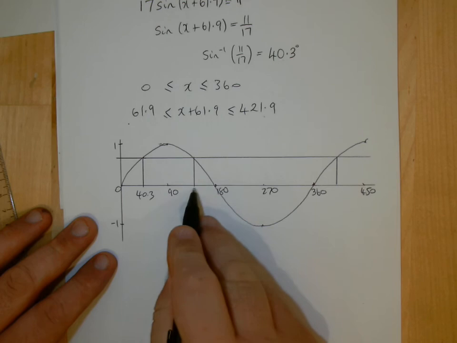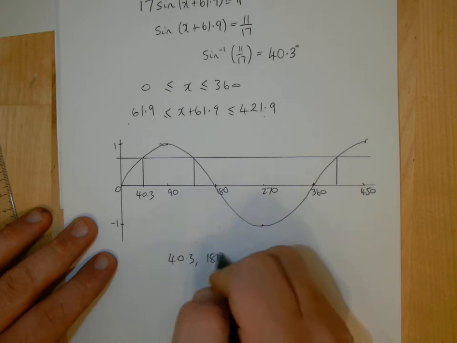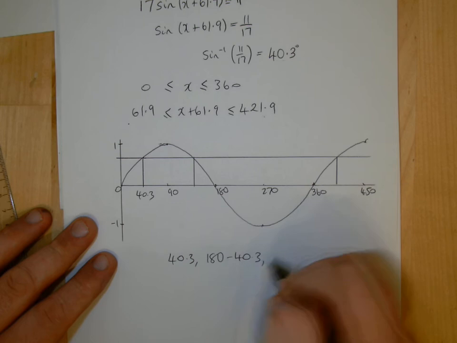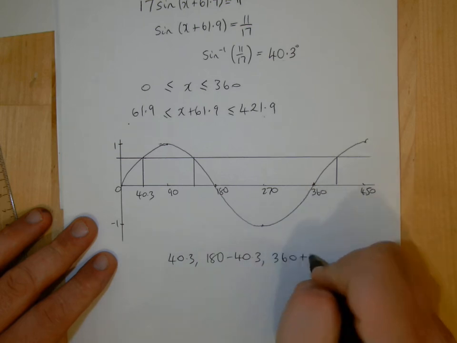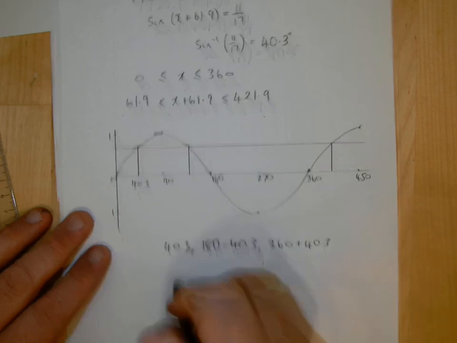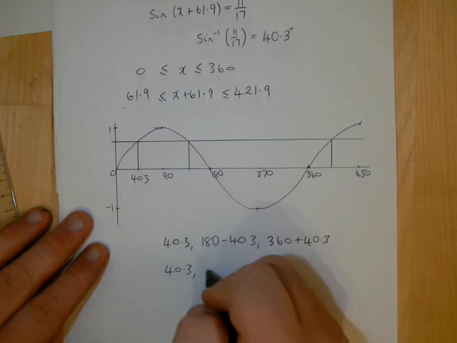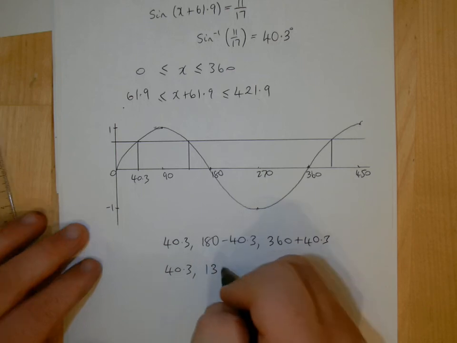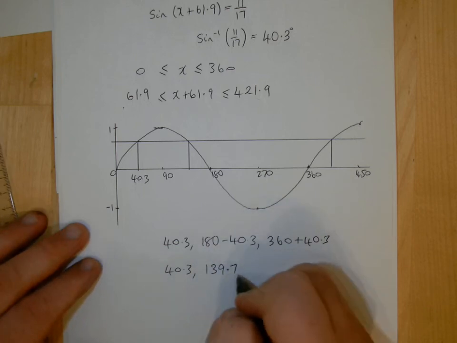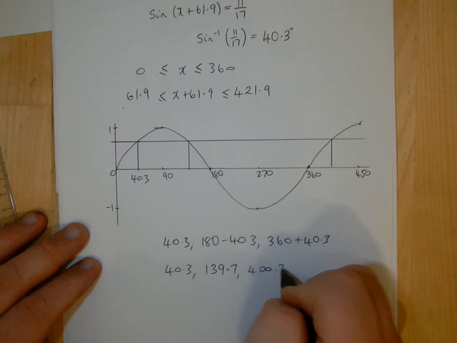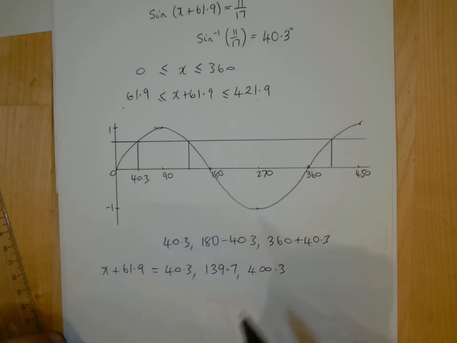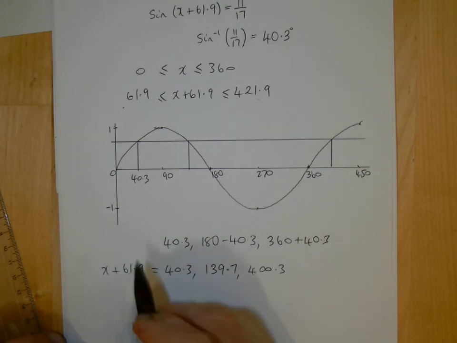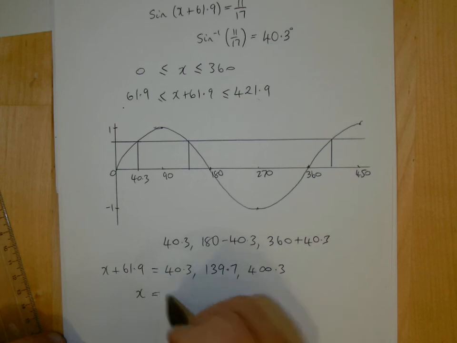Now to get that result, we've got to go back 40.3 from 180. And to get that result, we've got to go forwards 40.3 from 360. So we get 40.3, 139.7, and 400.3. Now that will be for x plus 61.9. So then don't forget, we need the result for x, so we take that 61.9 away.